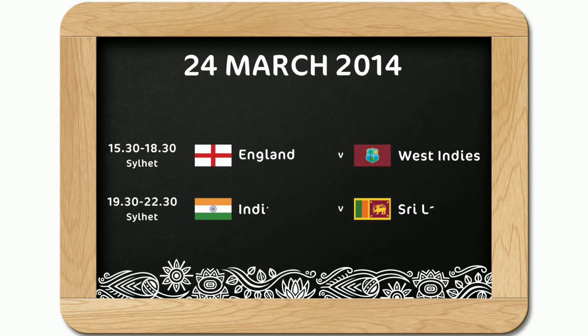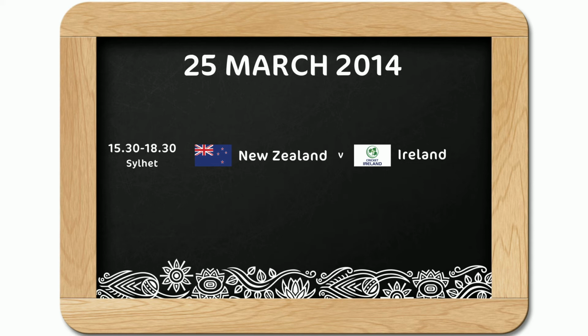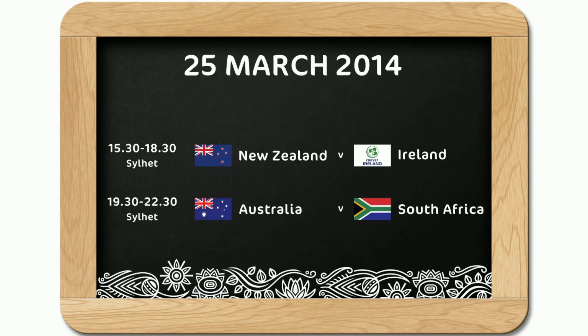On March 24, former champions England will be facing the West Indies, followed by India, who will compete against Sri Lanka. The girls from New Zealand will be facing the Ireland team for the first matchup of the day on 25th March. The second match of the day will see reigning champions Australia take on South Africa.